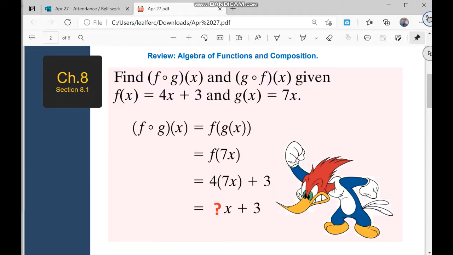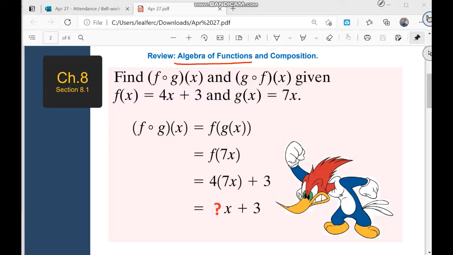Yesterday, we had a review of section 8.1, right? It's about algebra of functions and composition. This algebra of functions is kind of straightforward, because it's about addition, subtraction, multiplication, division. Things that you know how to work out. You just need to practice a little bit how to apply it on functions, but I'm not gonna say it's hard. It's kind of straightforward.